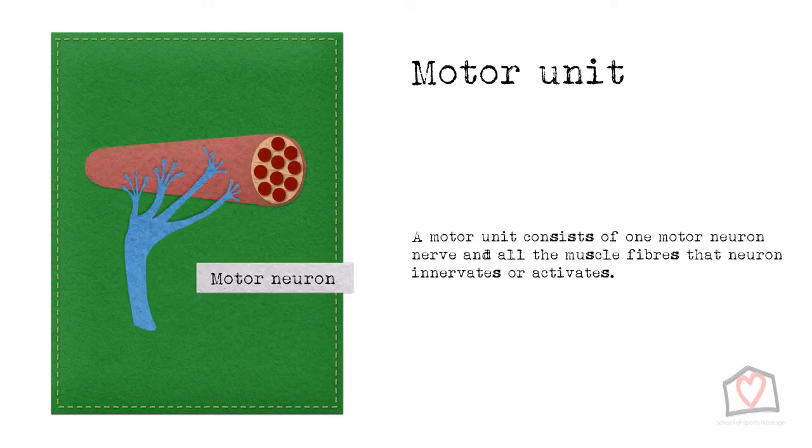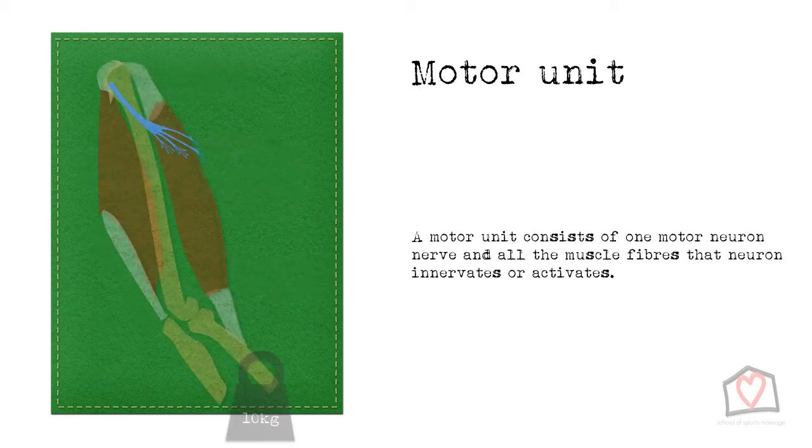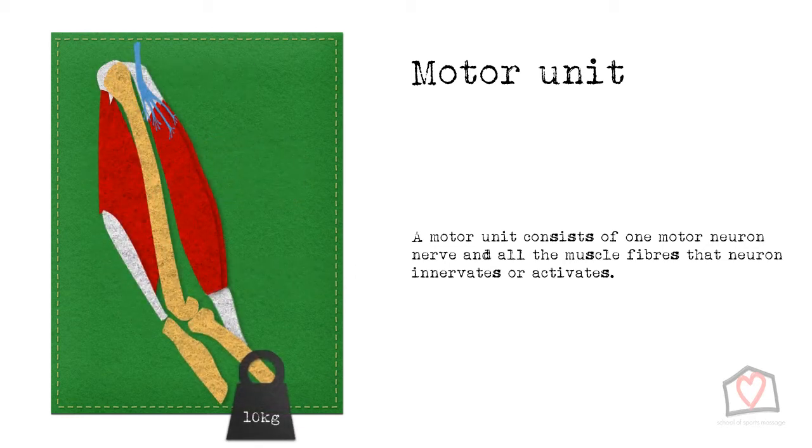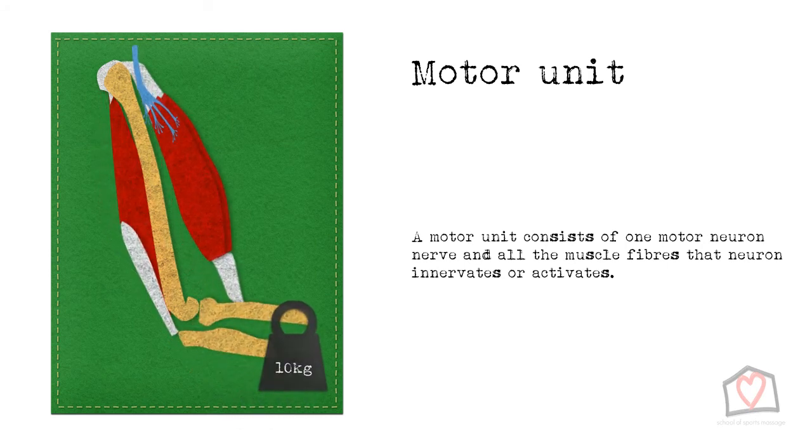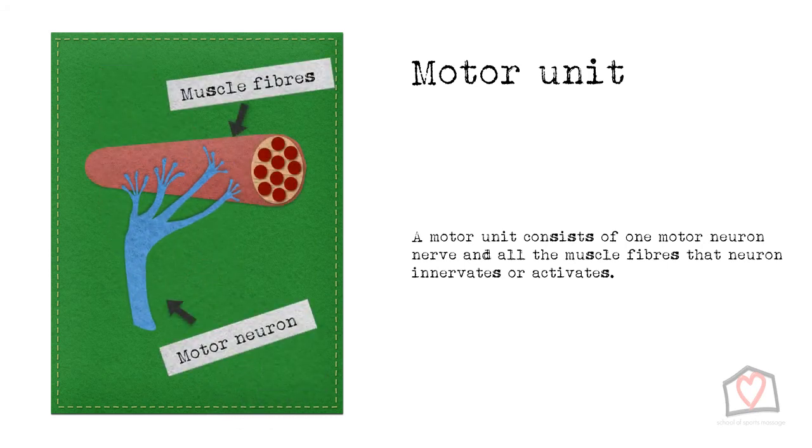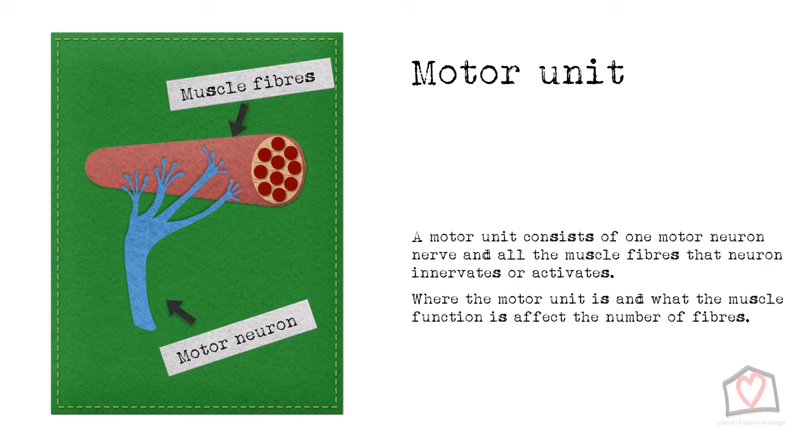A motor unit consists of one motor neuron, a nerve that brings messages from the brain to cause an action, and all the muscle fibres that neuron innervates or activates. Depending where in the body the motor unit is and what the main function of the muscle is will affect how many fibres there are in that unit.